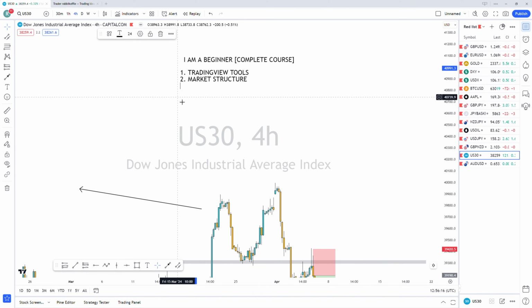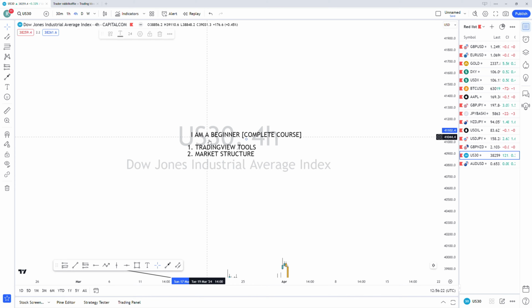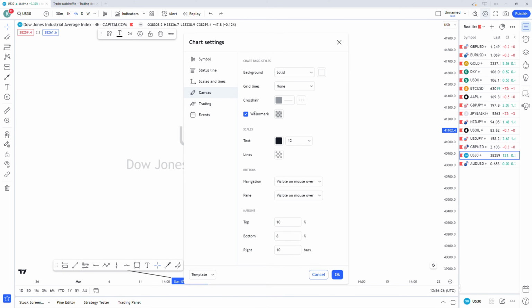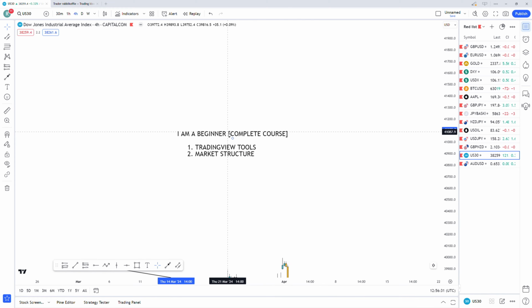Okay, so let's talk about market structure. I told you that market structure is simply how the market moves. Let me take this off also so you can see everything clearly. So market structure is simply how the market moves.